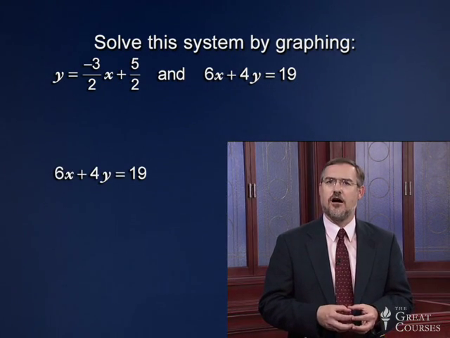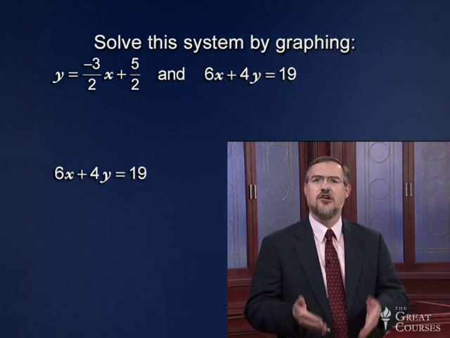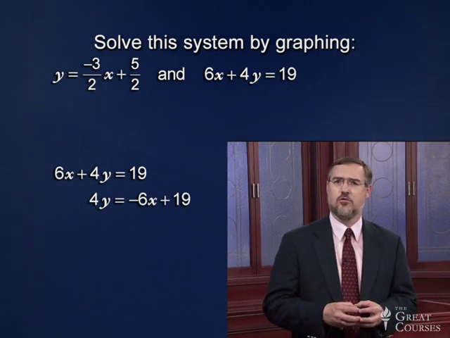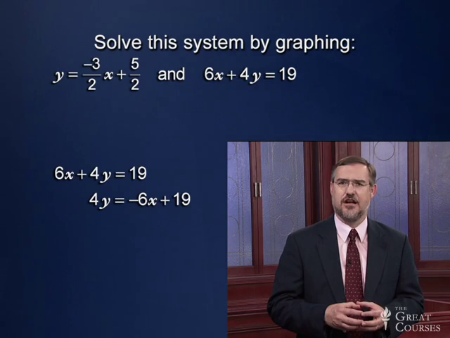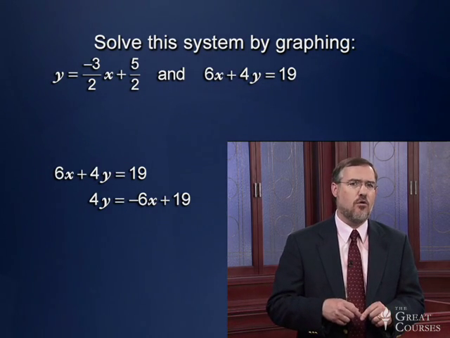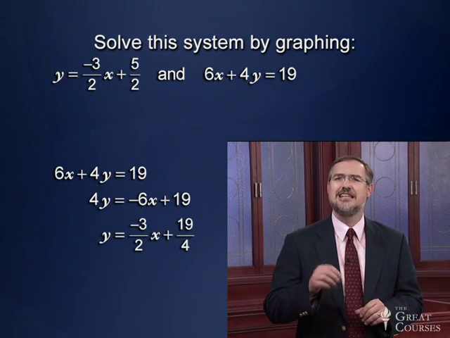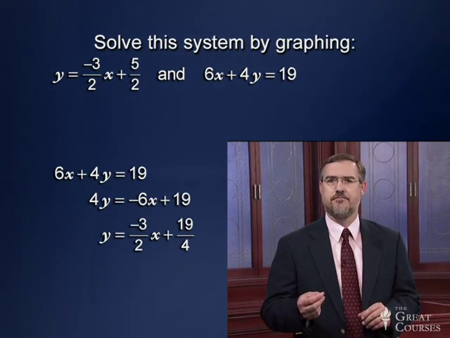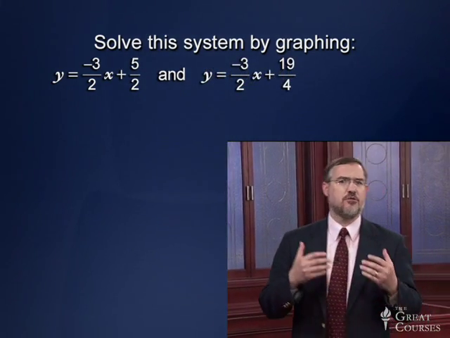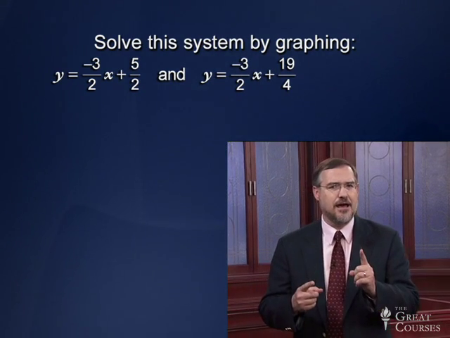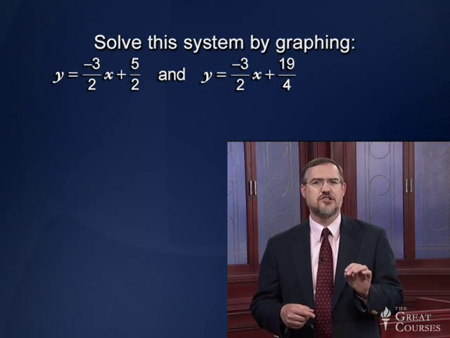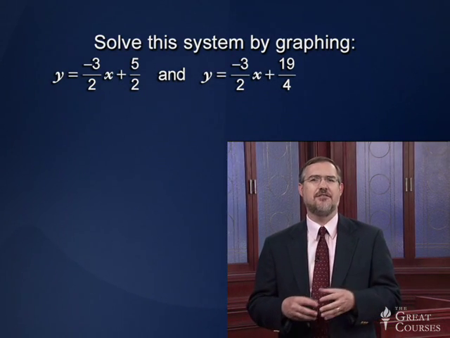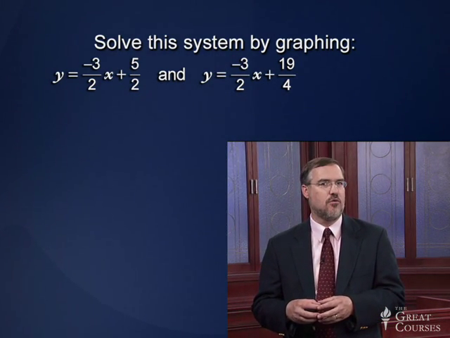Perfect. Let's set that aside for just a second and look at the second equation, 6x plus 4y equals 19. Subtracting the 6x from both sides gives me 4y equals negative 6x plus 19. And dividing by 4 gives me y equals negative 3 halves x plus 19 over 4. So the original system that we started with is the same as the system y equals negative 3 halves x plus 5 halves, and y equals negative 3 halves x plus 19 over 4.